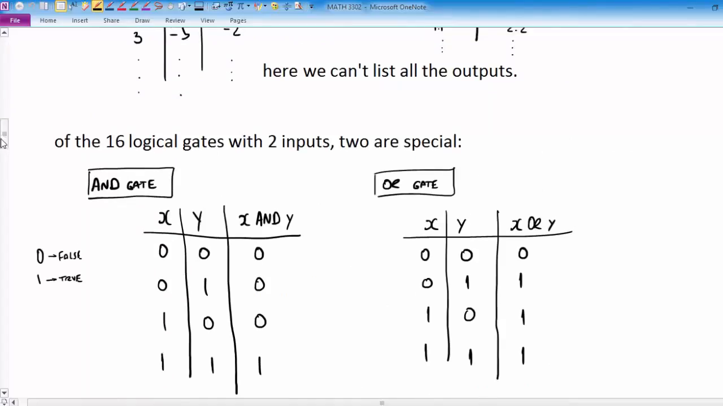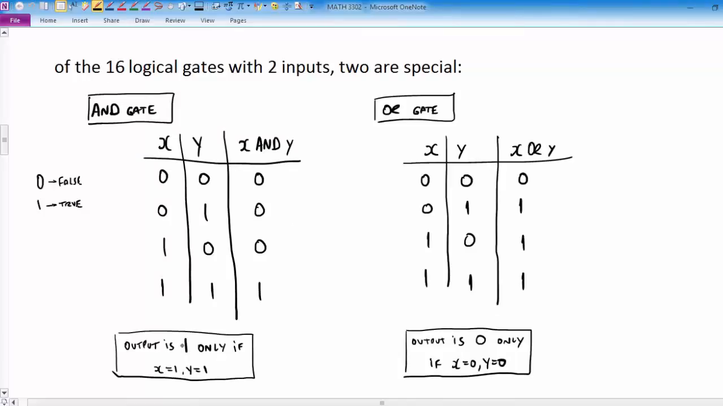Now, for Boolean functions, we usually don't have a mathematical formula. Now, there are special logical gates or special Boolean functions with two inputs. Now, 2 of them we're going to look at now. The first one is the AND gate, or the Boolean function AND, and it's described by this table here. And the second one is the OR gate, or the Boolean function OR, and it's described by this table.